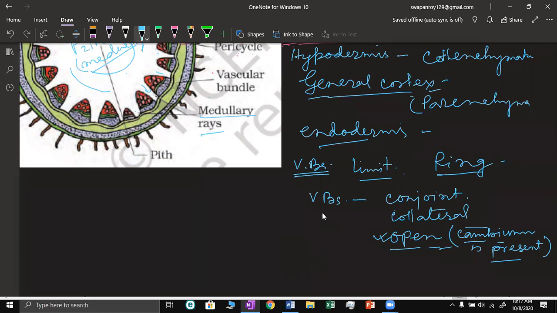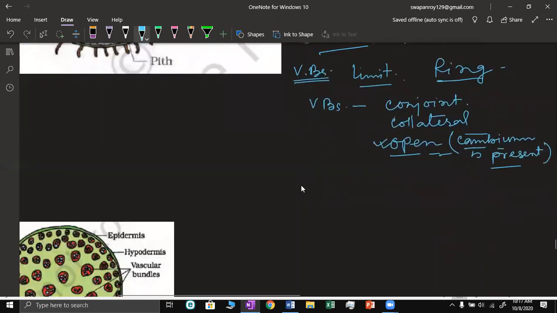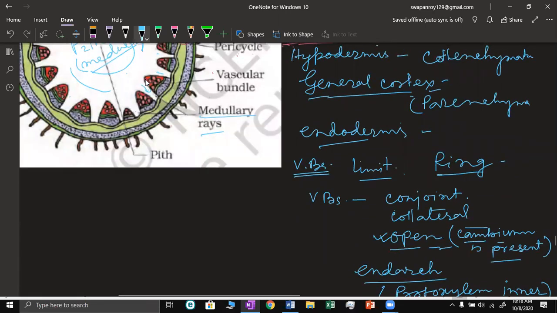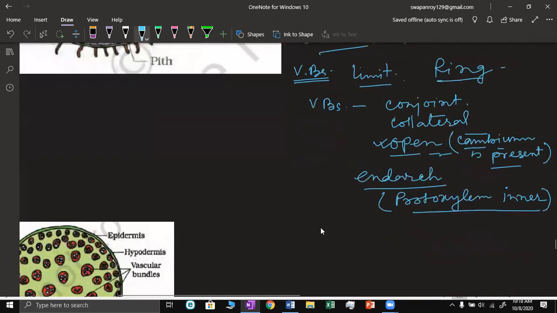And another thing, as it is a stem, the vascular bundles are endarch. Endarch means protoxylem is inner. So there is protoxylem towards the center and metaxylem towards the periphery. These are the important points here.